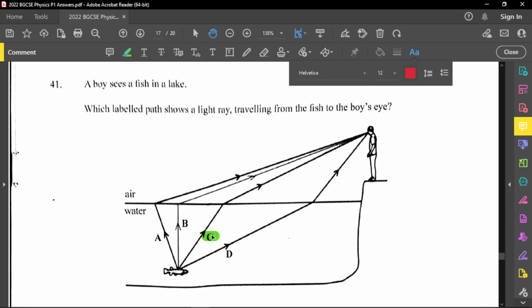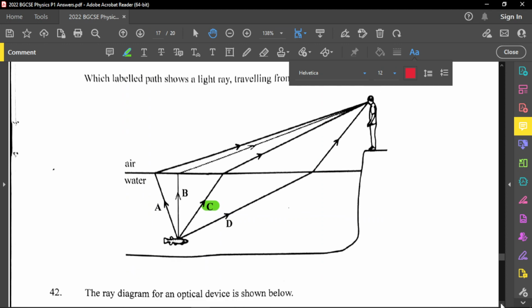So C is the best option because it goes at an angle, and based on the angle it is going, it will refract towards the right. For D, if you're going this way, it will go more towards the right, which will not even go into the boy's eye. It may pass through where his hand is or something like that. So D is wrong, because refracting towards the left is not true. So option C is the correct pathway.